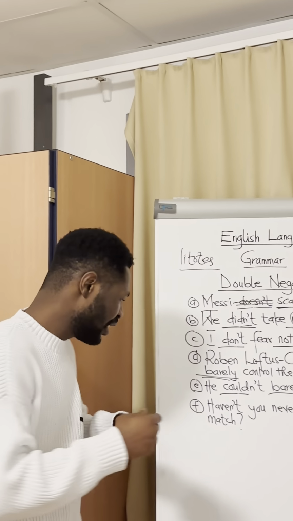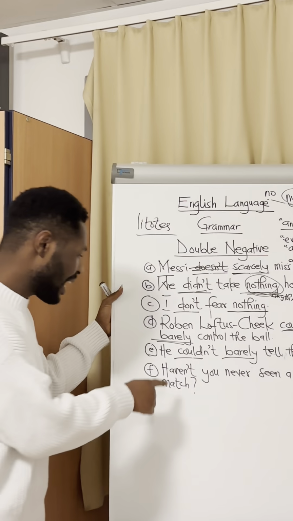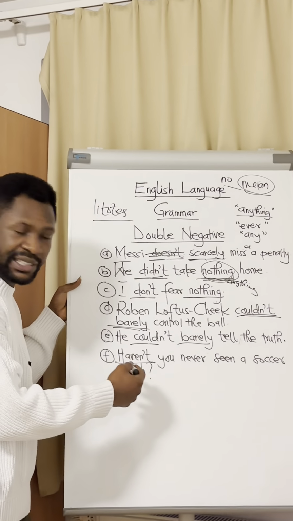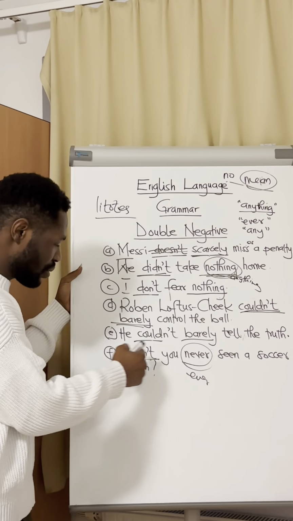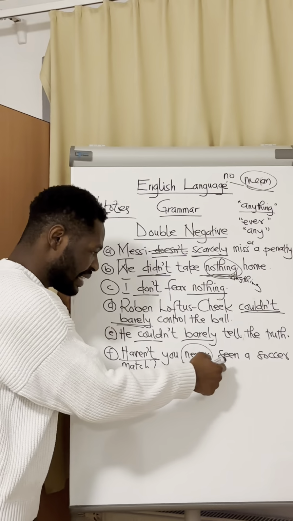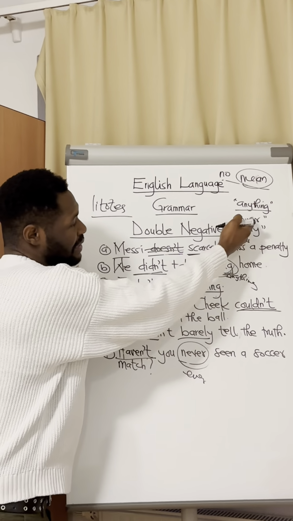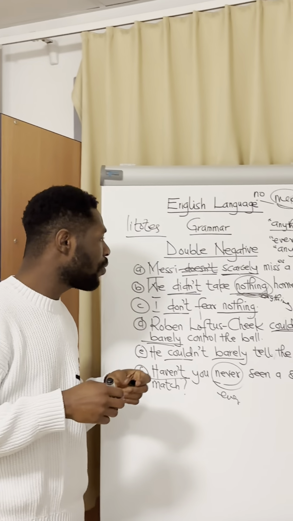The point is that you can say, haven't you never seen a soccer match? What do you say? Haven't you ever? So if you have haven't or any of the contracted words, you don't use never. You use what? Ever. So haven't you ever seen a soccer match? So when you have this one, it turns to this, and then the rest. So this is what we call double negative.